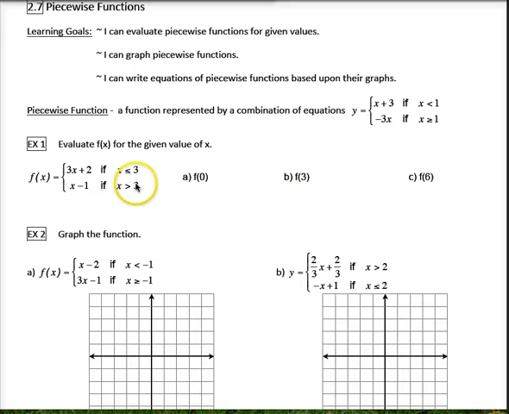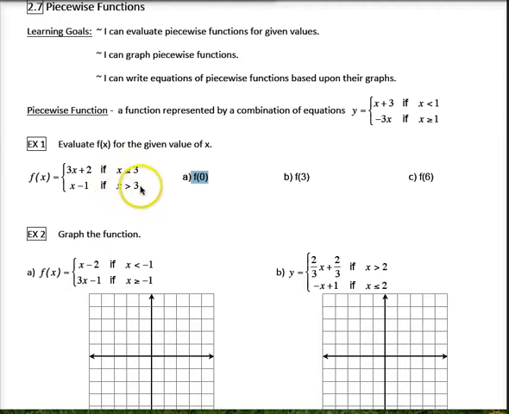So to evaluate f of x for the given value of x, this is just plugging in, but you have to make sure you're plugging it into the right place. So when I look at example 1a, it asks me to find f of 0, which means that I am finding what the value of the function is when x is 0. So when x is 0, I need to look and see which of those equations I am going to plug it in. So if I look over here, I need to see where my 0 fits.